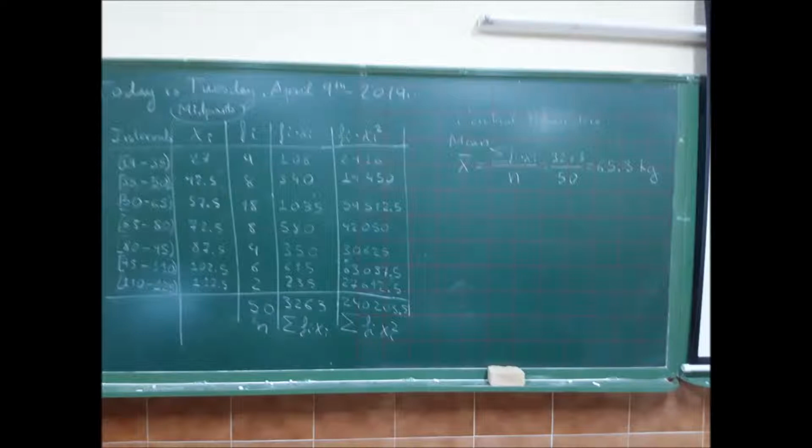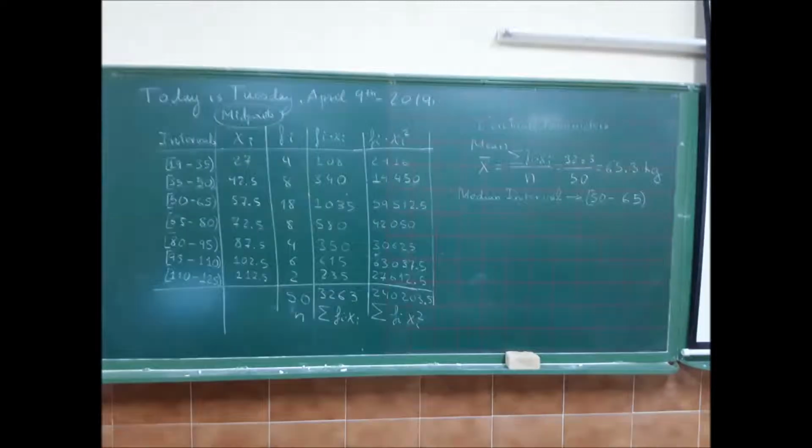We start with the central parameters, the mean, which is simply the sum of fi times xi divided by n, that is 3263 divided by 50, which is 65.3 kilograms.